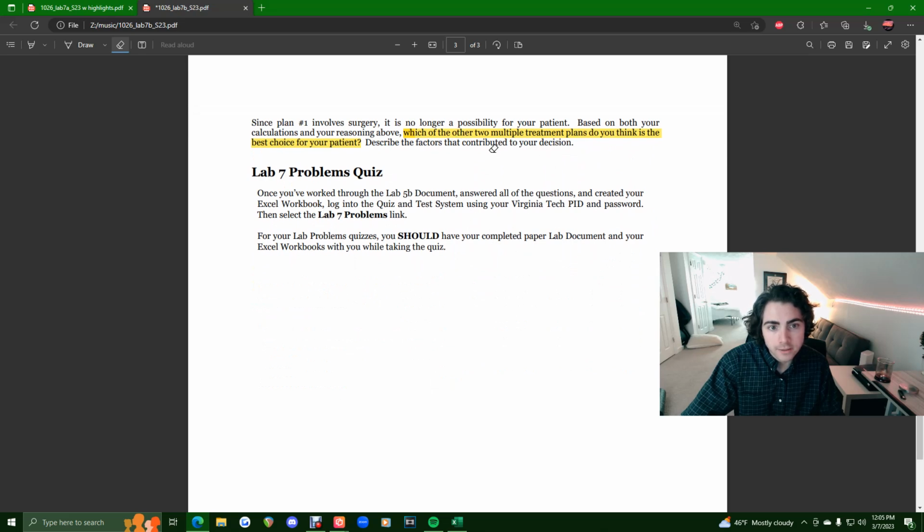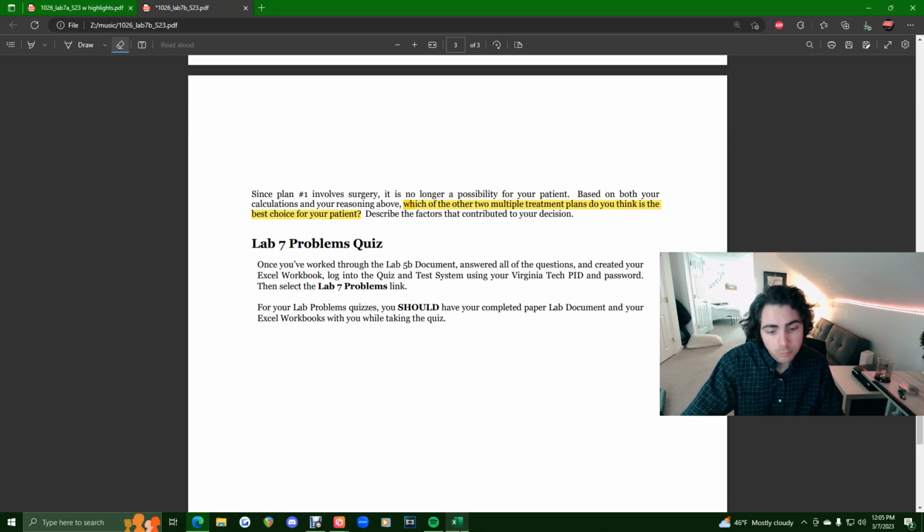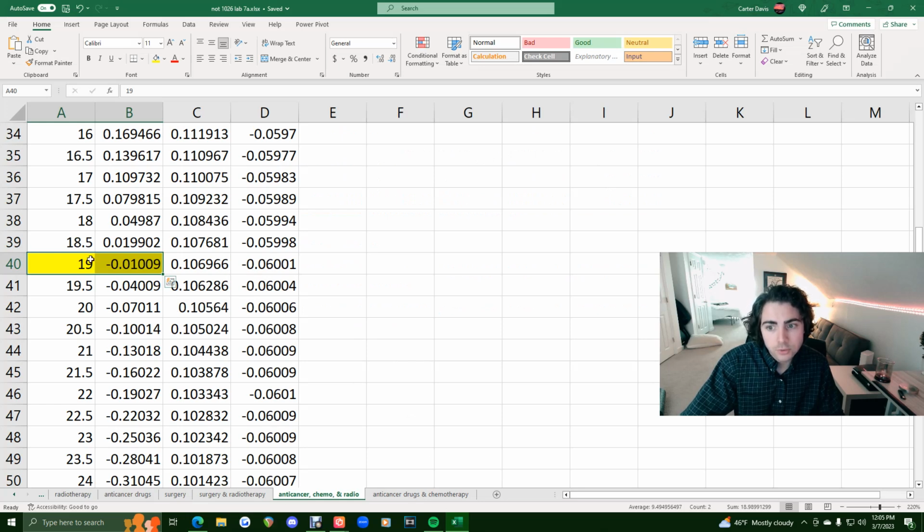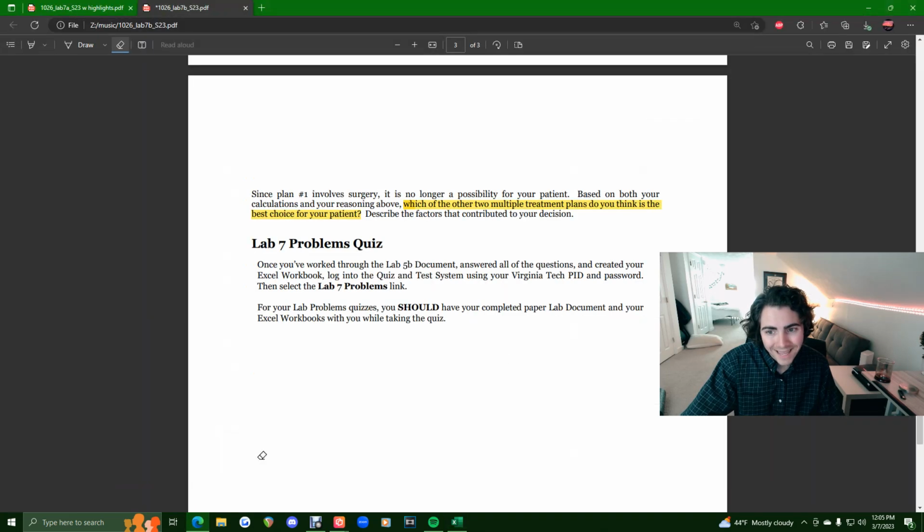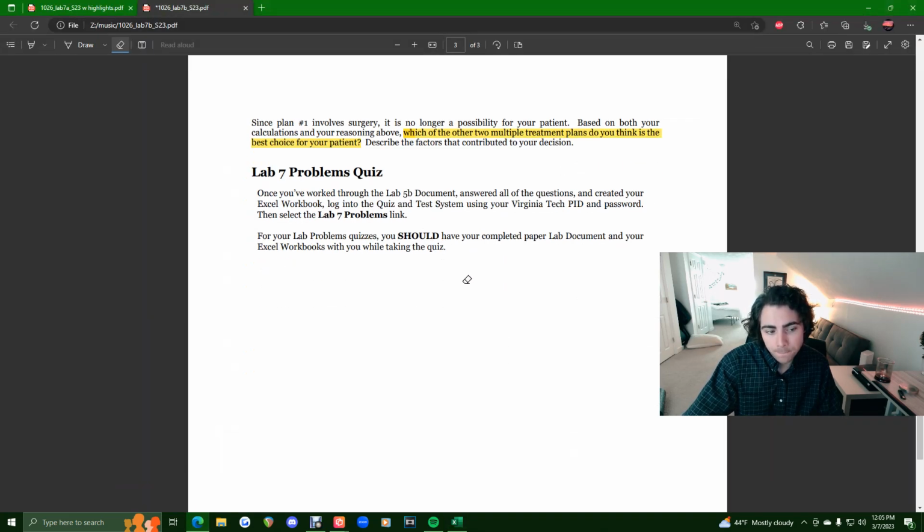So the factors that contributed to your decision: both treatment plans suck because treating cancer sucks, but option number 2 makes the tumor go away, or the cancer go away, ideally. So that's why. All right.